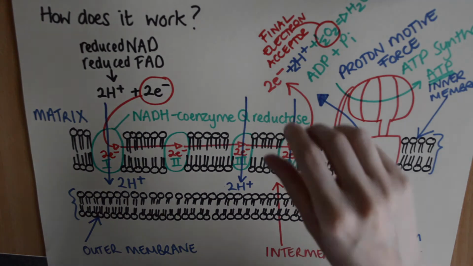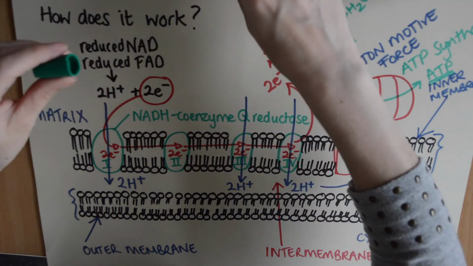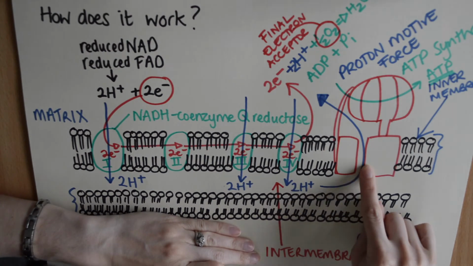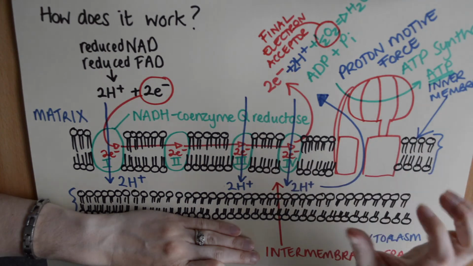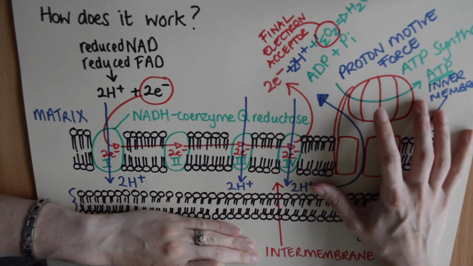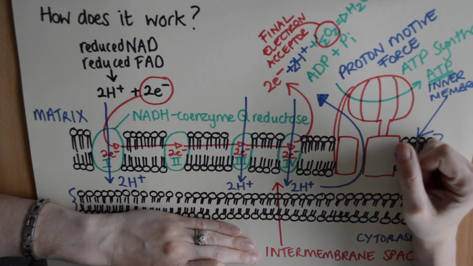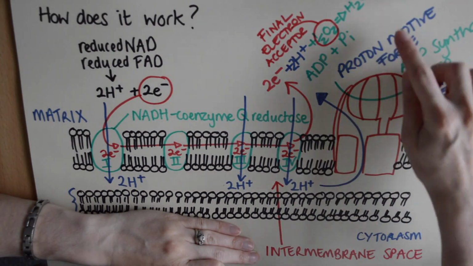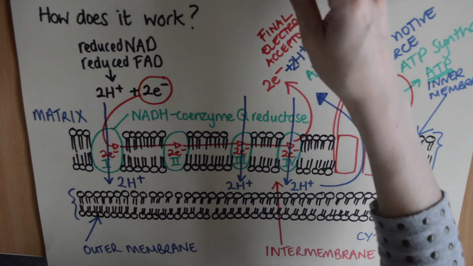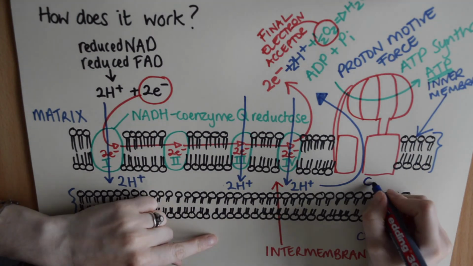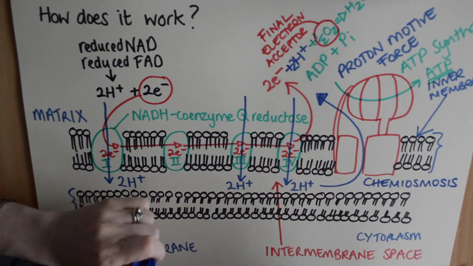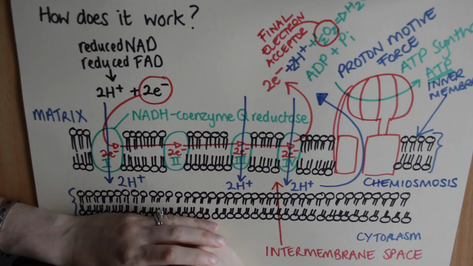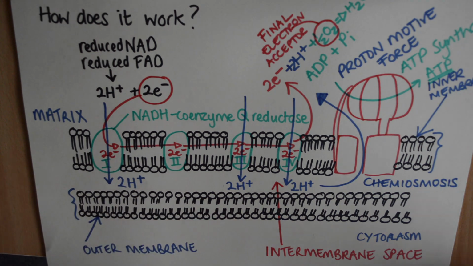Just one thing I wanted to emphasize as well. The process by which the protons move through the channel protein associated with ATP synthase and ATP is generated by this proton motive force, we call that process chemiosmosis. And it also occurs during the light-dependent reactions of photosynthesis, so it's worth bearing that in mind.